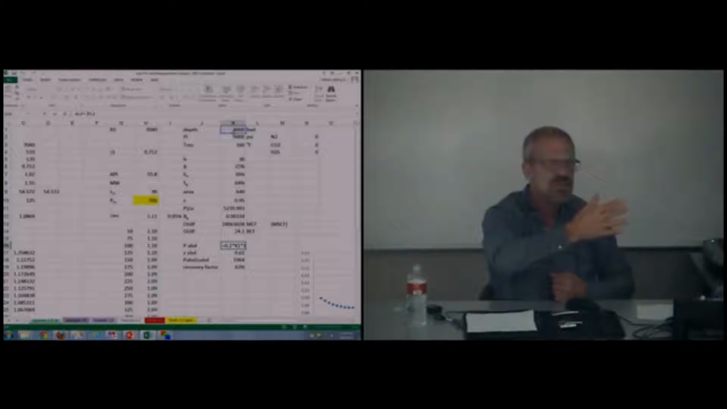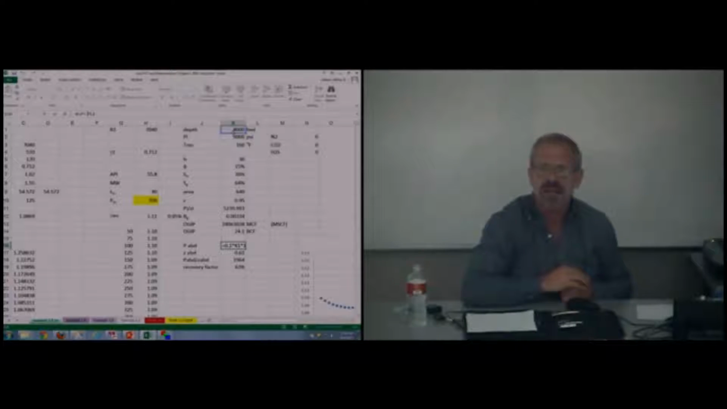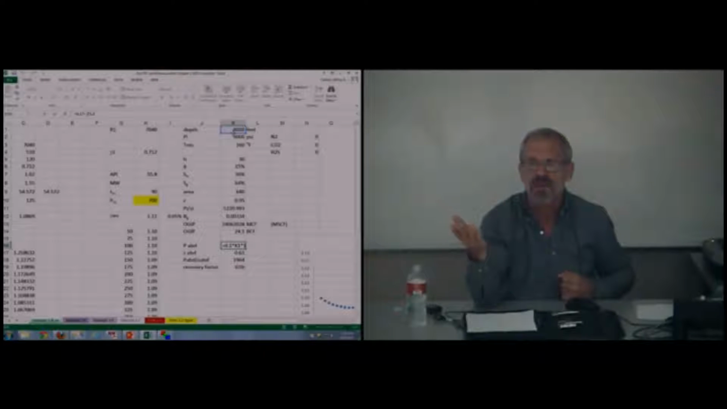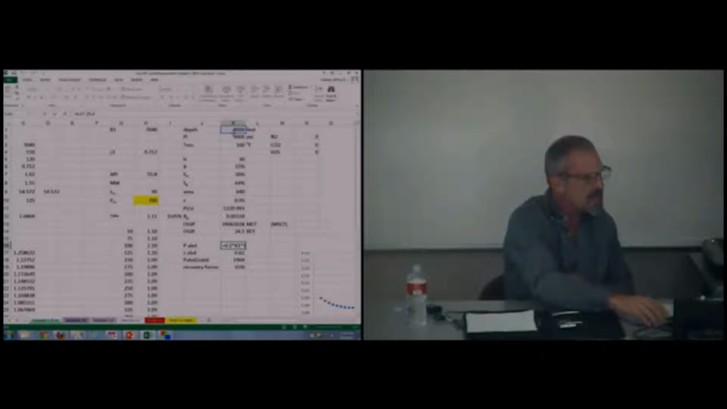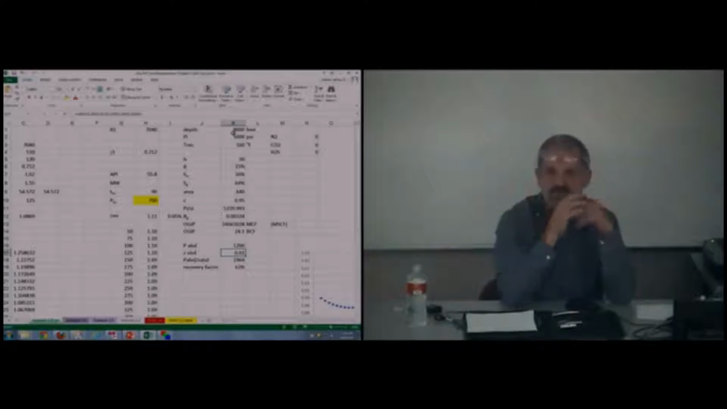I'm making these numbers up. I've made up every number in this column tonight. Or with your help, you'll help me make some of them up, okay? I'm just trying to get an idea how this all works.